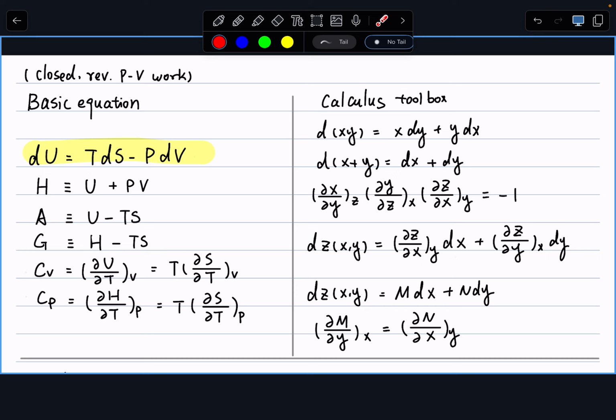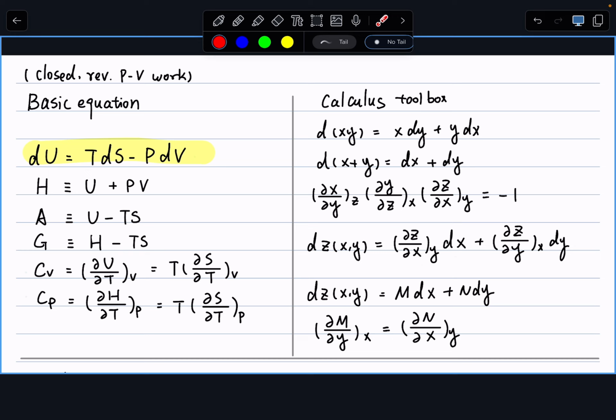And then we have a bunch of definitions that come along with that basic equation. So this is the equation sheet I made. Feel free to make your own equation sheet. I'll also upload it later on. Now from these 6 basic equations and the calculus toolbox that we discussed, everything in the calculus toolbox is very straightforward, right? So d(xy) equals x dy plus y dx, how to write the total differential of z as a function of x and y, and also Euler's reciprocity rule.